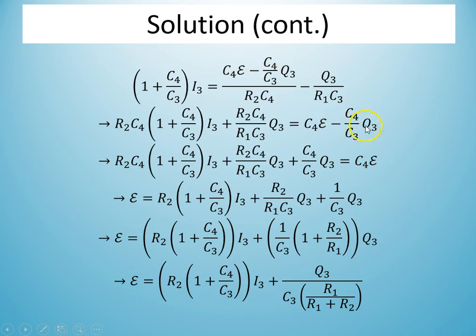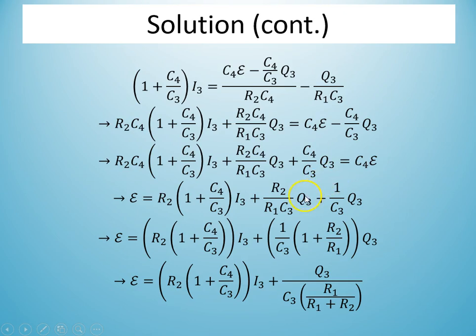So now we're going to add a C4 over C3 to both sides, and what's left is this C4E right here, and then divide both sides by C4. Well, what happens when we do that? This C4 right here goes away, this C4 right here goes away, this C4 right here goes away. A C4 cancels in each term, and now this battery voltage E is by itself.